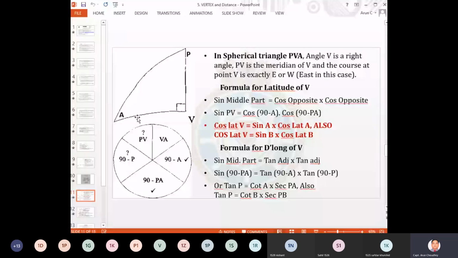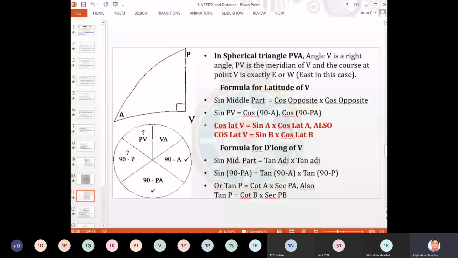And what else is known to us? Angle A, because we have already calculated what is the initial course. So we know the angle A. That means we know this one, 90 minus A, this side where it is tick mark, and also 90 minus PA. So these two things are known to us. Okay. So if we know these two things, we can apply those two formulas which I gave you yesterday.